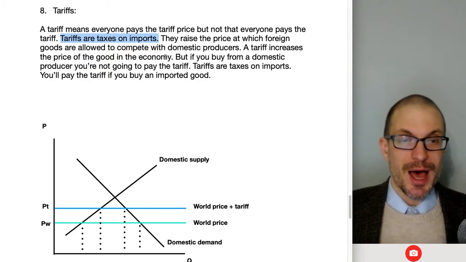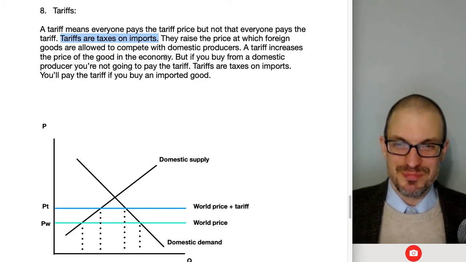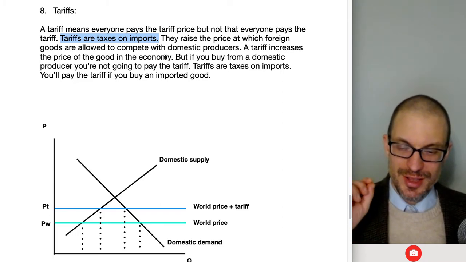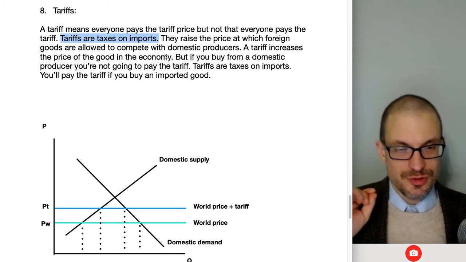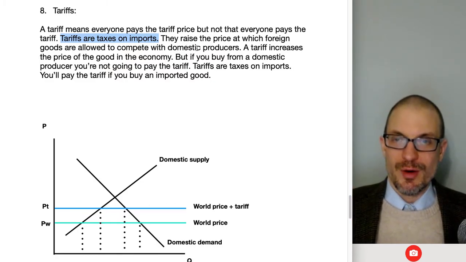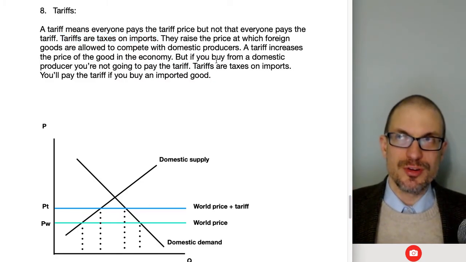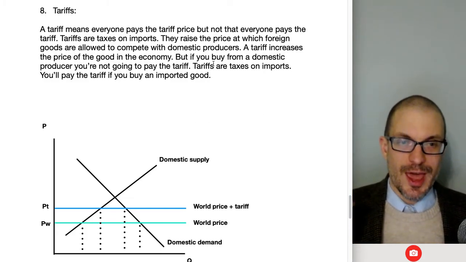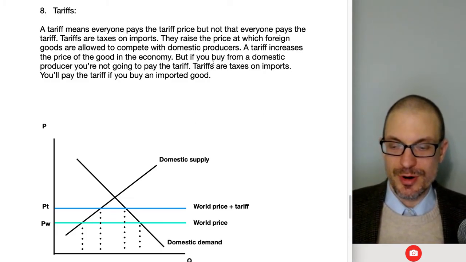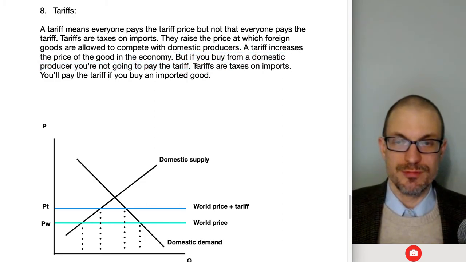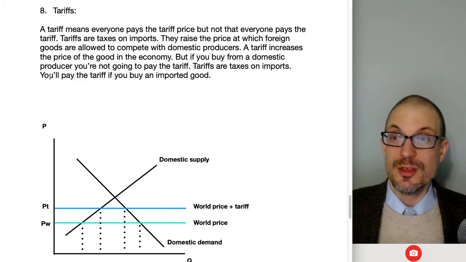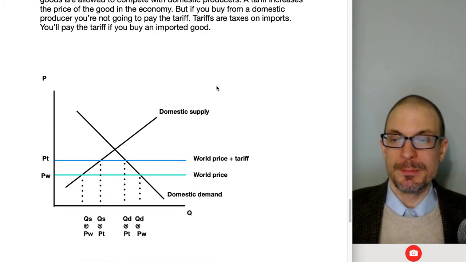However, if you buy from a domestic producer, you just pay whatever that price is, and all the proceeds go to that domestic producer. However, if you buy an import, now you're going to pay the tax to the government. You're going to pay the tariff on the import, and then the remainder goes to the foreign producer. Right? So if you buy from a domestic producer, you're not going to pay the tariff because tariffs are taxes on imports. You pay the tariff if you buy an imported good. So here's that picture.